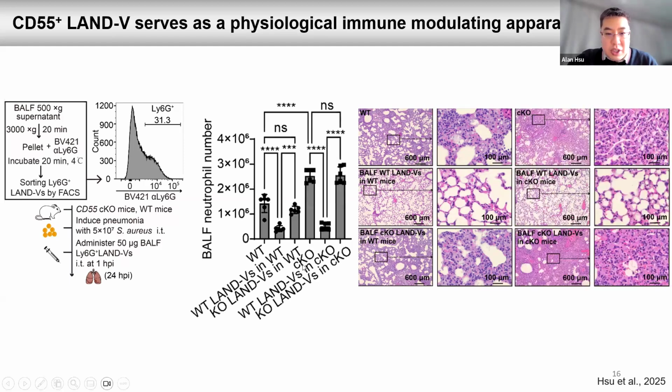In a tissue-specific knockout, you have increased pathology as shown in the previous slide. However, if you give the endogenous wild-type LAND-Vs, you actually can restore that to a lower level. And obviously, if you give a knockout LAND-V, you have no effect, suggesting that it's the LAND-Vs that are playing the role in this immune modulation.